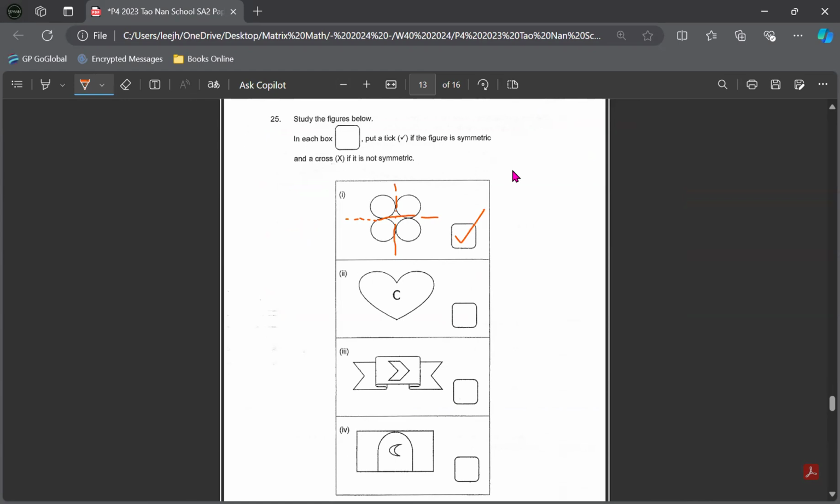Although you divide like that, this one cannot. Definitely not symmetric. This one as well. Definitely not symmetric, because if you cut, it's not symmetric anymore. This one also definitely not symmetric. If you cut like this, do you think it's symmetric? It is not. This one also, you cut like that, do you think it's symmetric? No, right? So this is how you do it. If you want, you can draw the lines, then you can see actually whether it is symmetric or not symmetric.